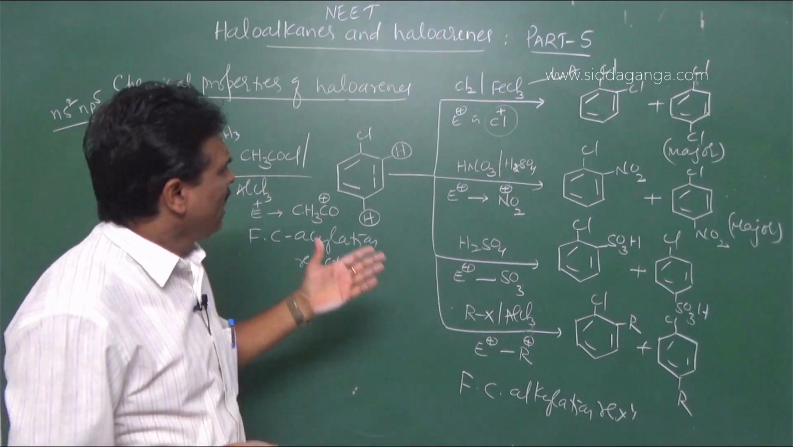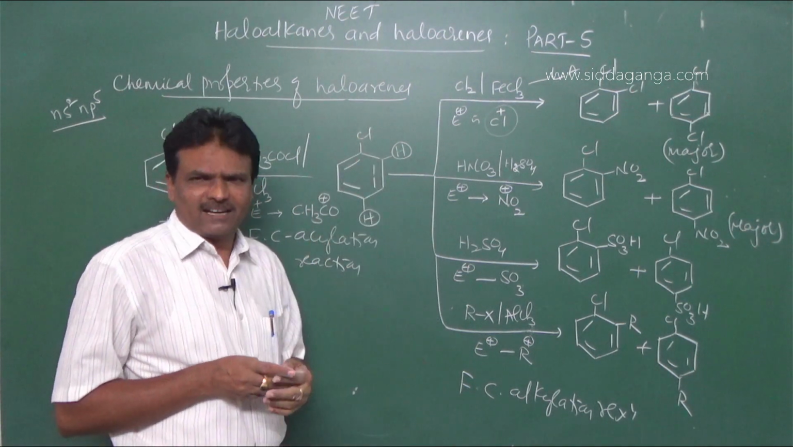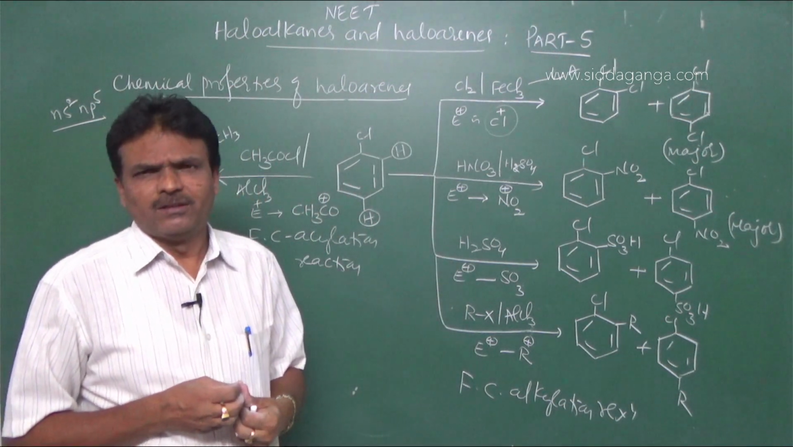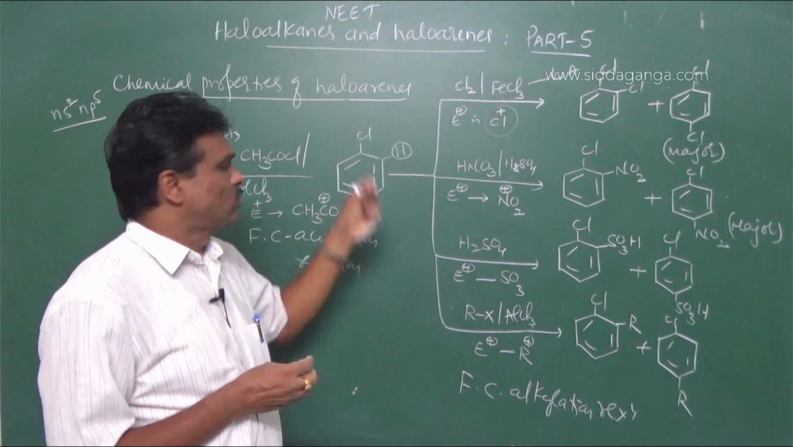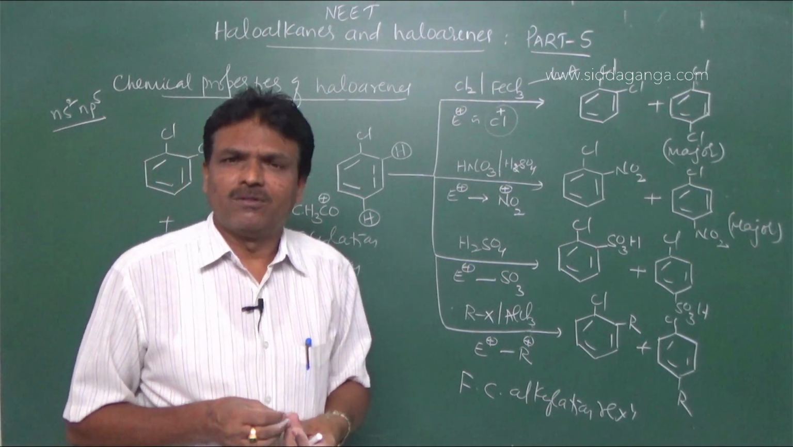So here, the chlorine atom in chlorobenzene is electron donating, but it has higher electronegativity, which is the typical property shown by halogens. So it is more electronegative.